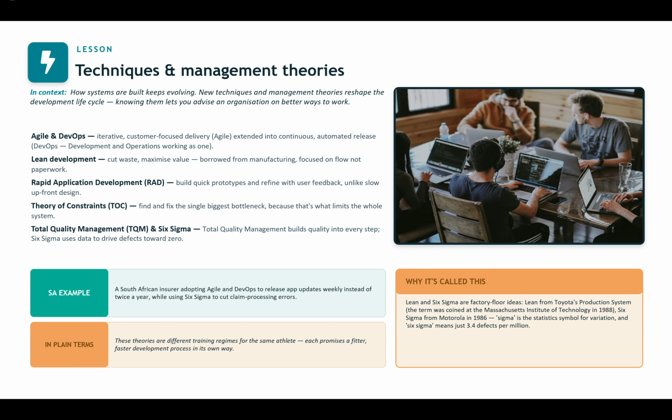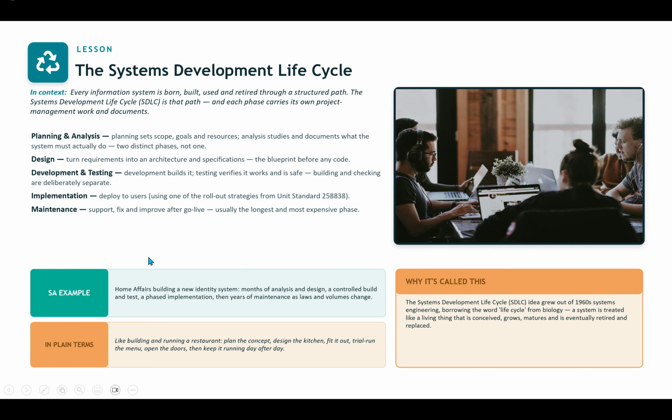The idea of Lean and Six Sigma are factory floor ideas. Lean is from Toyota's production system. The term was coined at the Massachusetts Institute of Technology in 1988, while Six Sigma is from Motorola, which was done in 1986. Sigma is the statistics symbol for variation, and Six Sigma just means 3.4 defects per million when you statistically run that through the mathematical equations and so forth. So all these are used to make sure that we end up with the best way to run our systems than before.